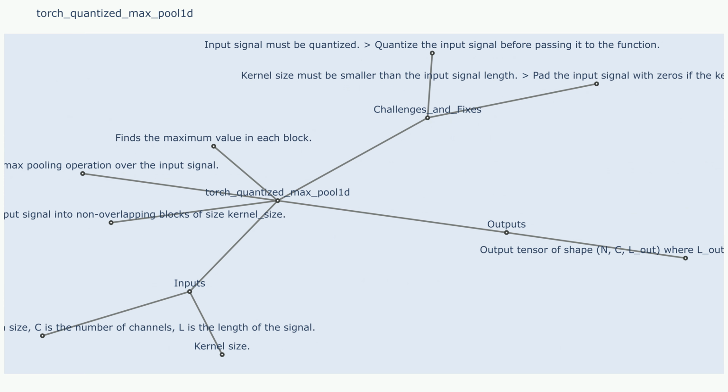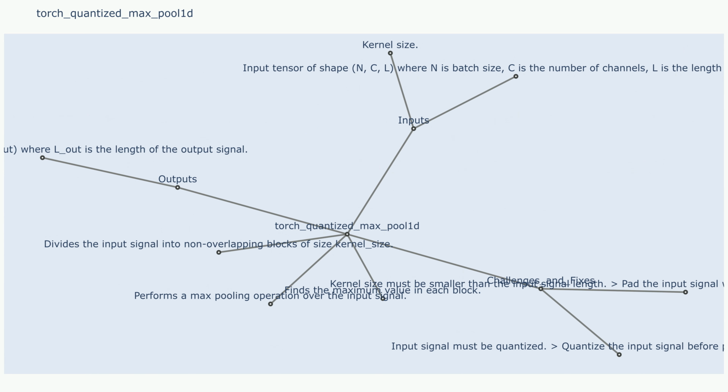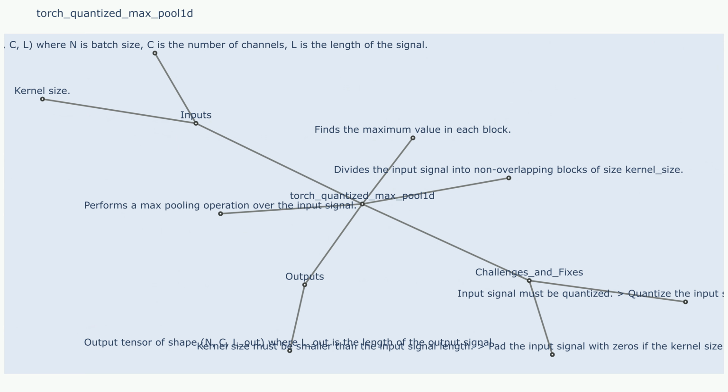Challenge 4. The kernel size, stride, padding, and dilation parameters must be less than or equal to the length of the input tensor. Sample use case that resulted in challenge 4: passing a kernel size that is larger than the length of the input tensor. Fixes to challenge 4. Ensure that all parameters are less than or equal to the length of the input tensor.